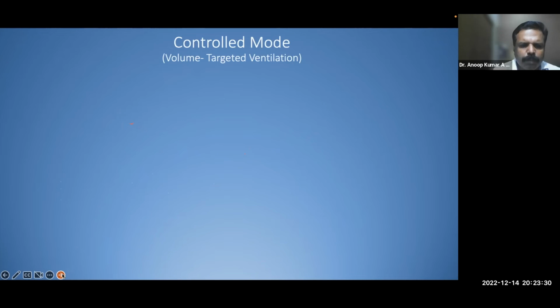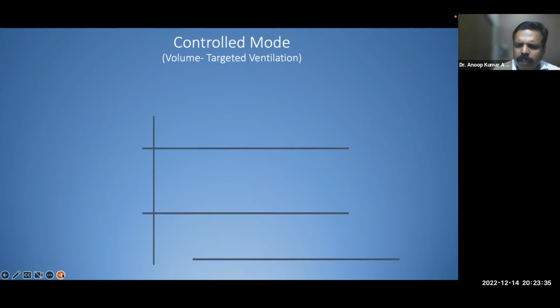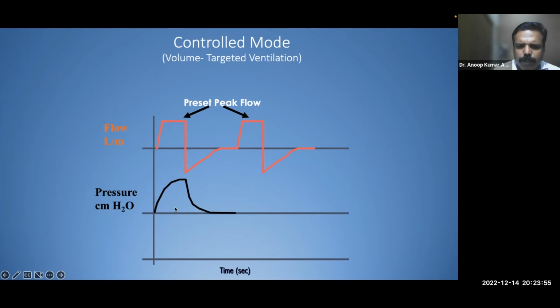Now we will move on to the next mode, which is called the control mode, which I've already told. There is nothing like a control mode in present day ICU ventilators, but you should understand what a control mode is. As we have already told, this is the flow, and you can see there is nothing like a negative deflection here. All the preset peak flow is happening.